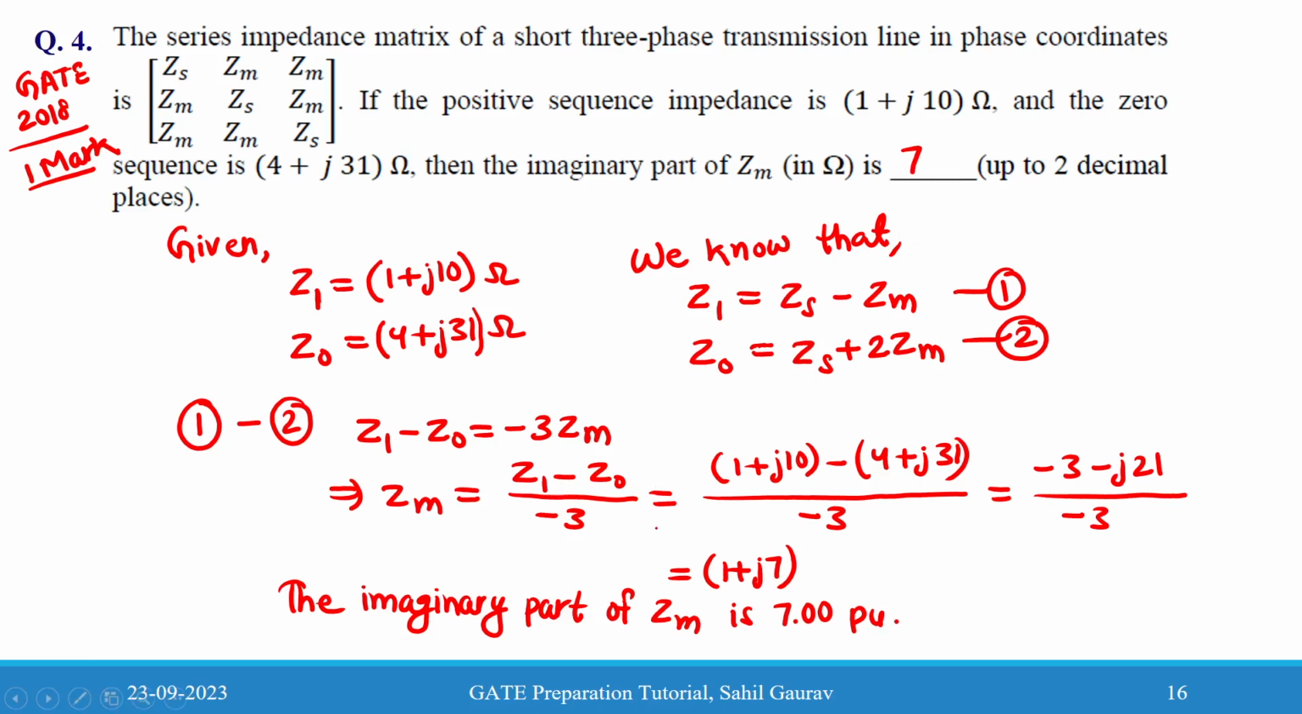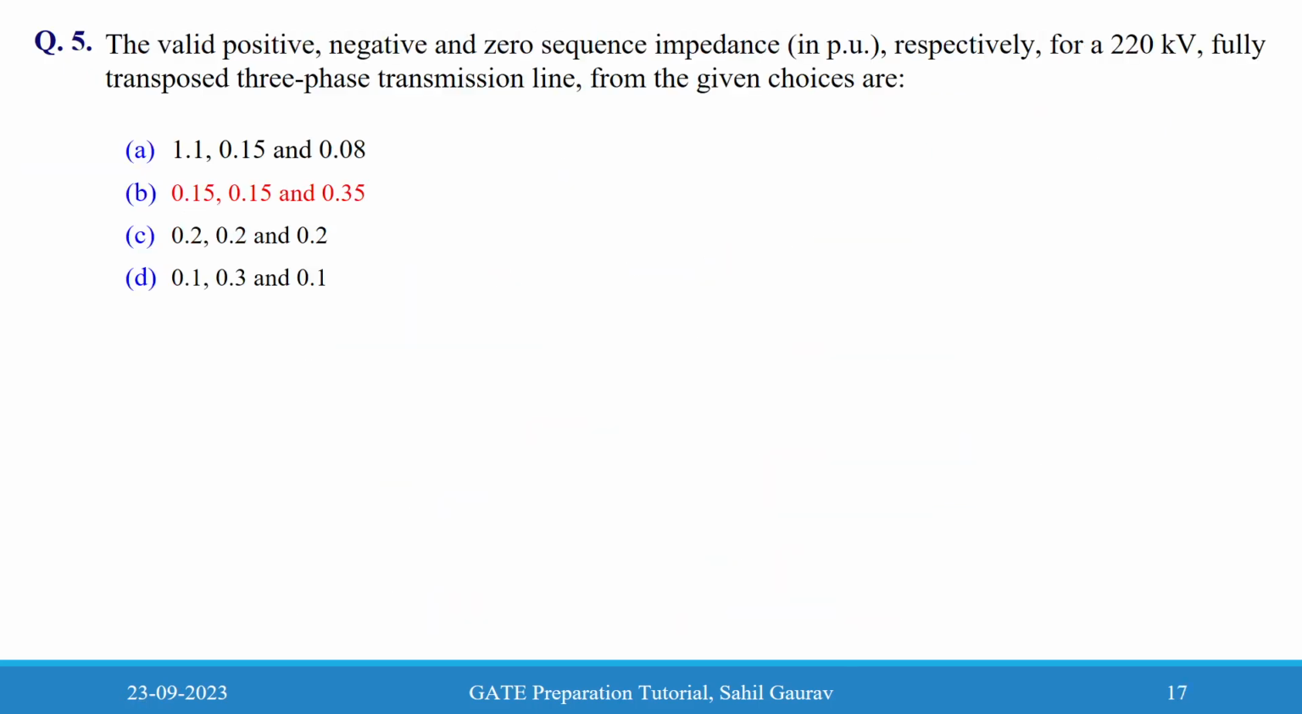So this is a very simple problem based on the sequence impedances of transmission line. And now we are going to see the last problem of today's session. The problem is that the valid positive, negative and zero sequence impedance respectively for a 220 kV fully transposed three-phase transmission line from the given choices are. So what should be the correct option? Can anyone explain how we are getting the answer here?